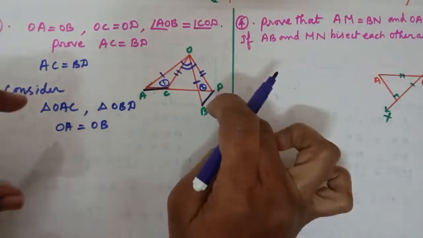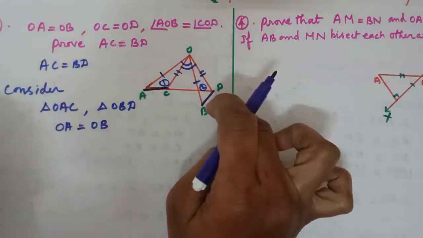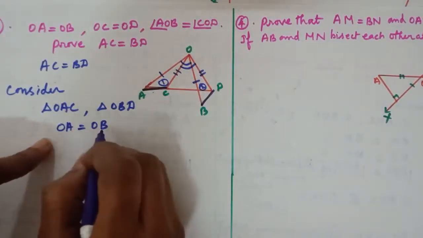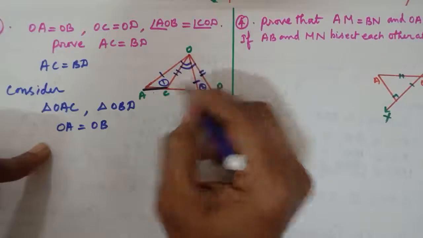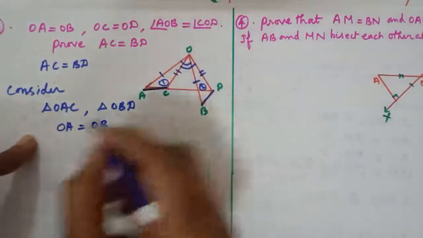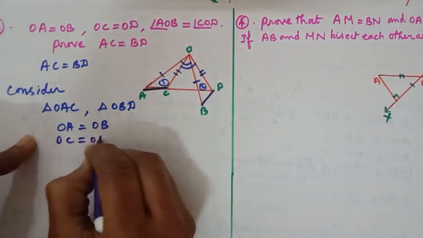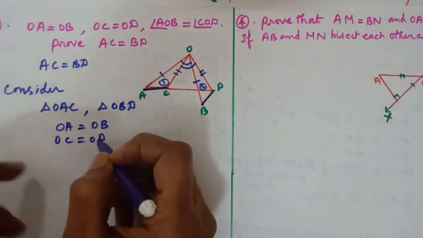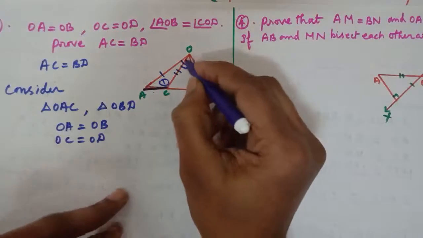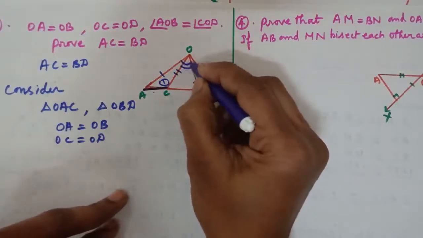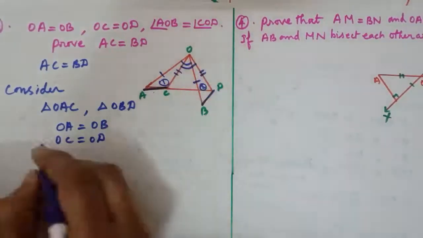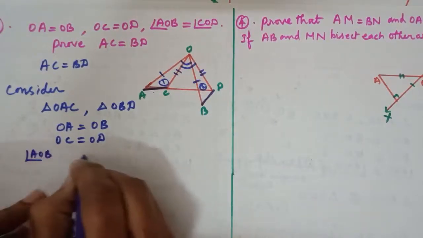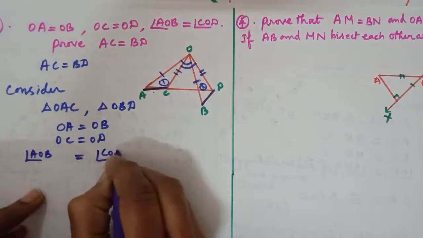So for this we have to prove these two triangles are congruent. Okay, so three conditions we have to prove. OA equal to OB, and then OC equal to OD. Okay, third one we have to prove. How will we prove? Students, listen. Here angle AOB is equal to angle COD.